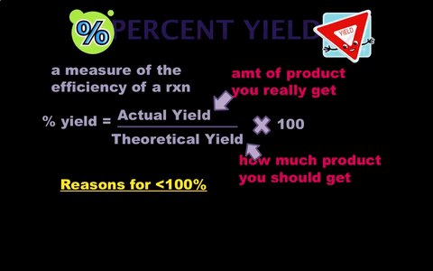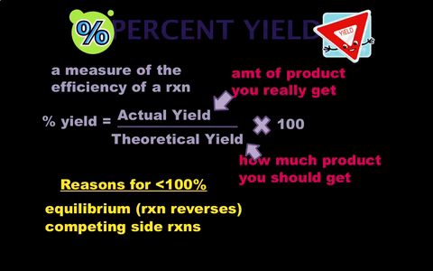So the reasons it might be less than 100%. It could be because the reaction reverses, and so it's in equilibrium. So sometimes the reaction goes forward, and then sometimes the reaction goes backwards a little bit. It could be because there's a side reaction taking some of the product, if you have an extra compound in there to maybe help make the reaction go faster. It might actually react with some of your reactants.